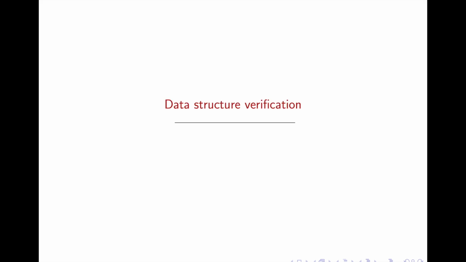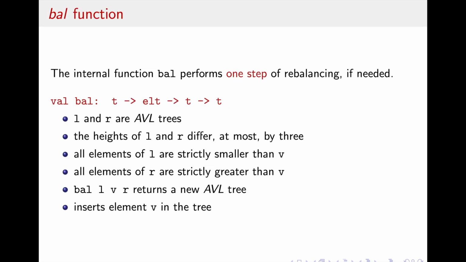So, for the data structure verification, we decided that a good example of it would be the bal function, because even though it is an internal function, it is of the utmost importance for the AVL trees. Assuming we have a call to bal of L V R, this function will create a new node with left on L, value V, and right on R, performing one step of rebalancing if needed. However, it is expected that L and R are AVL trees and that their heights differ at most by 3. All the elements of L must be strictly smaller than V, and all the elements of R must be strictly greater than V. Given that, the function returns a new AVL tree, where the element V has been inserted.